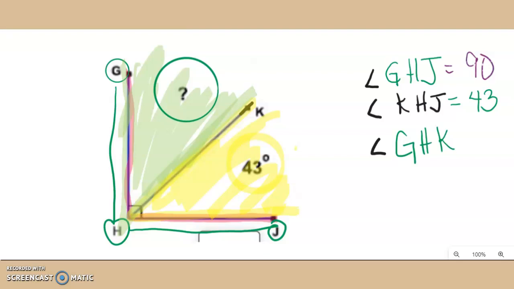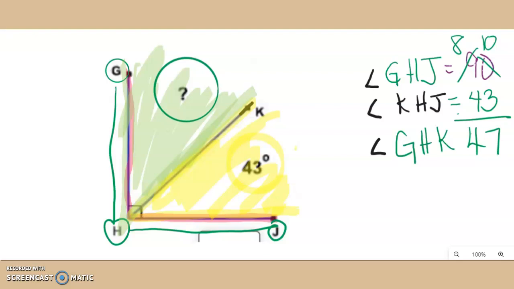But I know that if I have GHK or GHJ, all I have to do is subtract 43 from 90. And if I do that, that'll be 7. So 10 minus 3 is 7. 8 minus 4, because I take 1 from the 9, make it 8, and this becomes 10. So 10 minus 3 is 7, 8 minus 4. So GHK is 47.